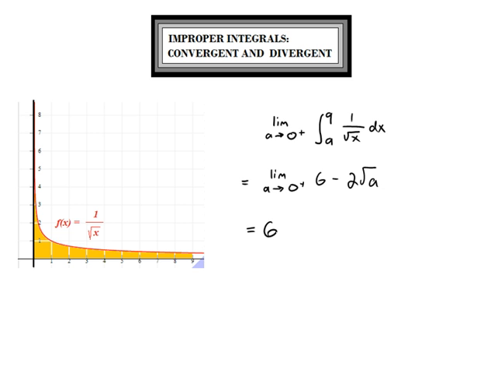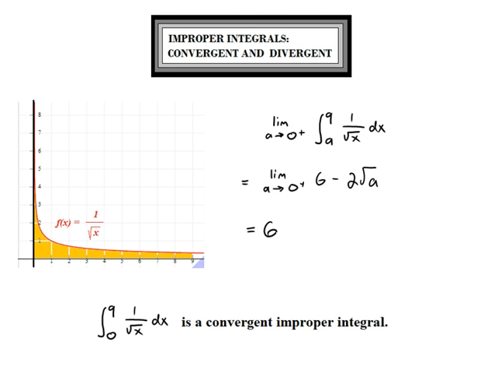And 2 times the square root of 0 is just going to get you 0. So this does converge to 6. The integral is a convergent improper integral. We'll take a look at 2 more problems.